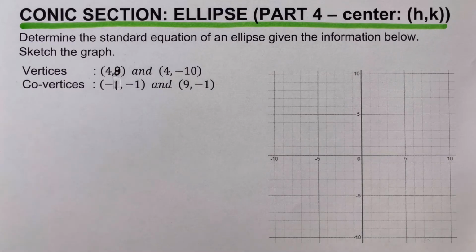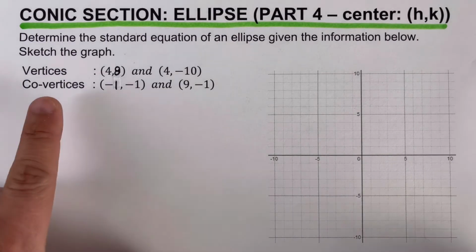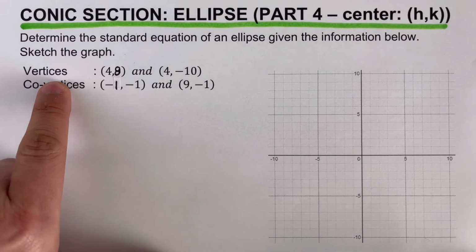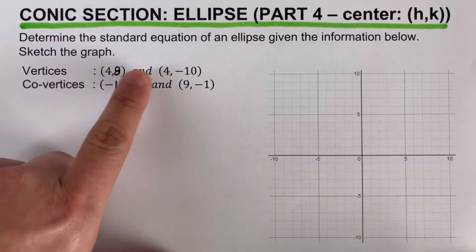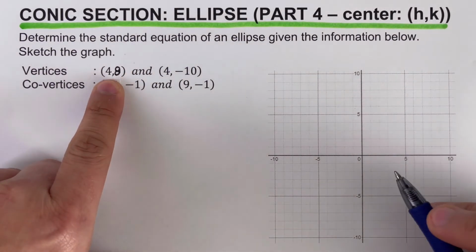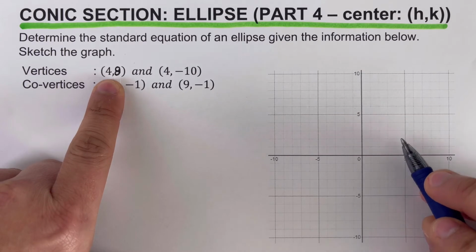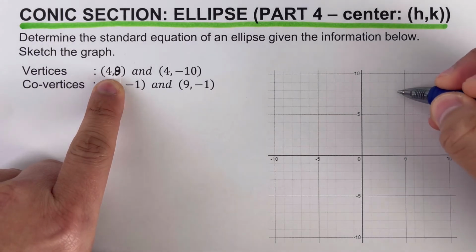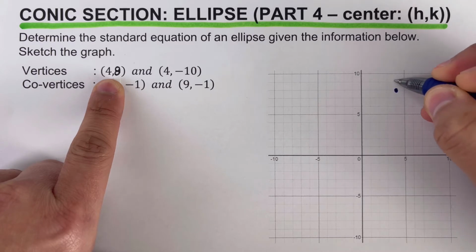Okay, so we go over the problem here. We are given the coordinates of the two vertices. So we're going to sketch the dots for these two. So that's going to be on 4, 8. So it's going to go all the way up here. So this is 4, 8. This is our first vertex.